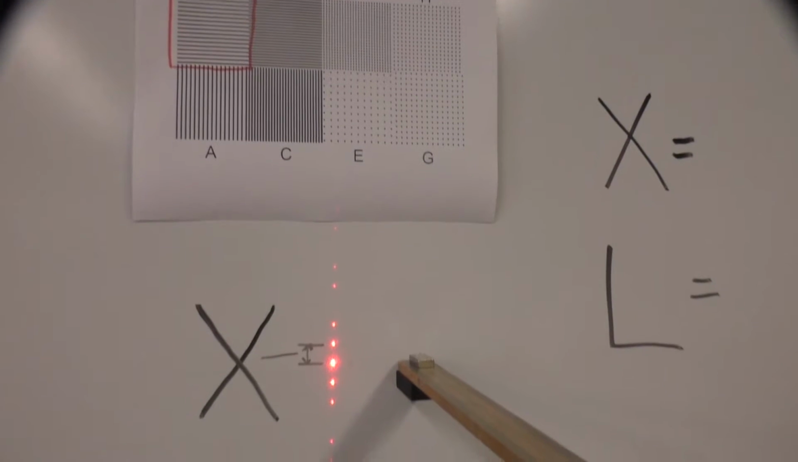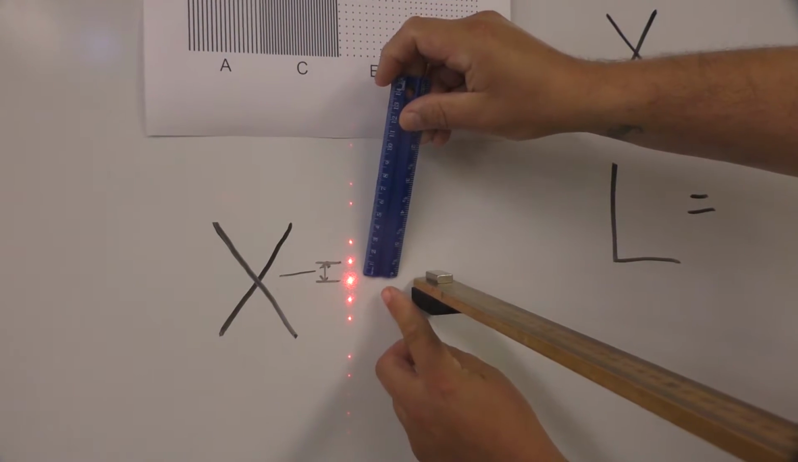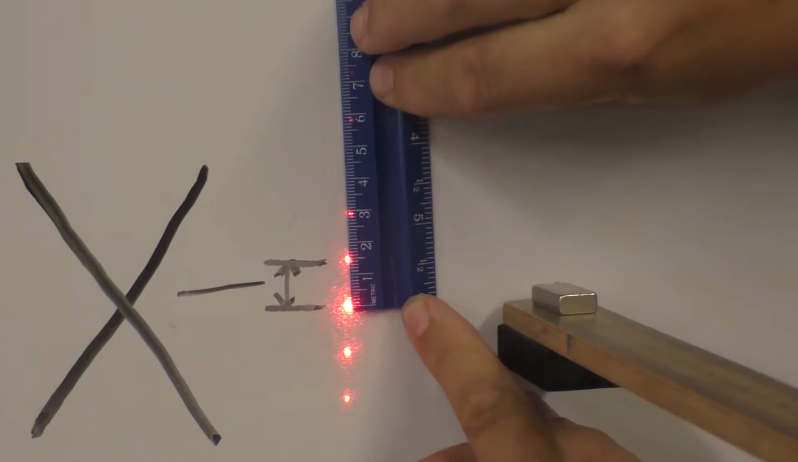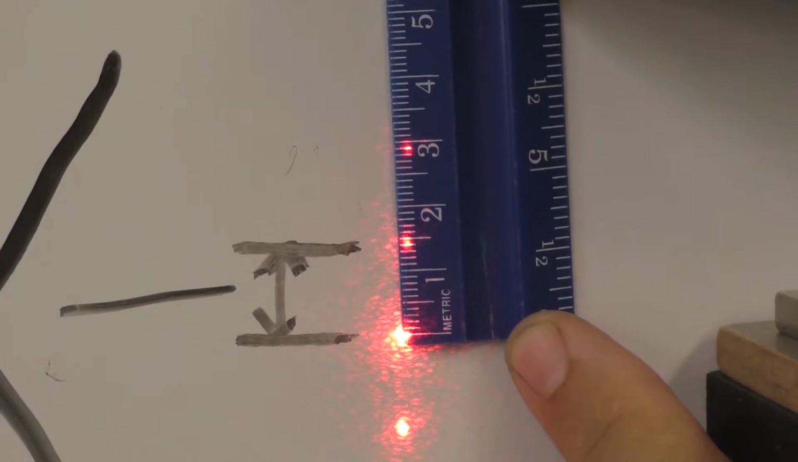So we're going to collect this data now. We're going to measure the distance between that central bright spot and the first spot out using this metric ruler. And that's going to be the distance x.